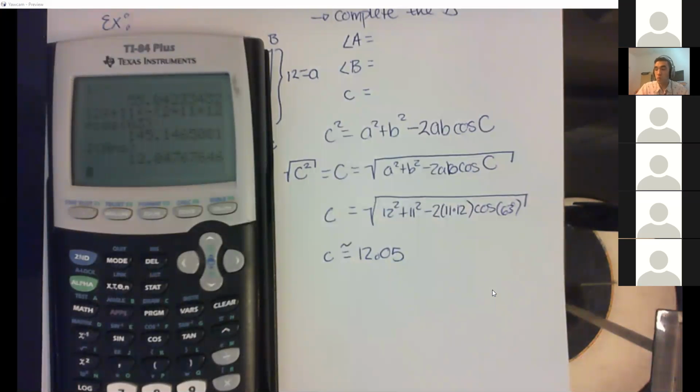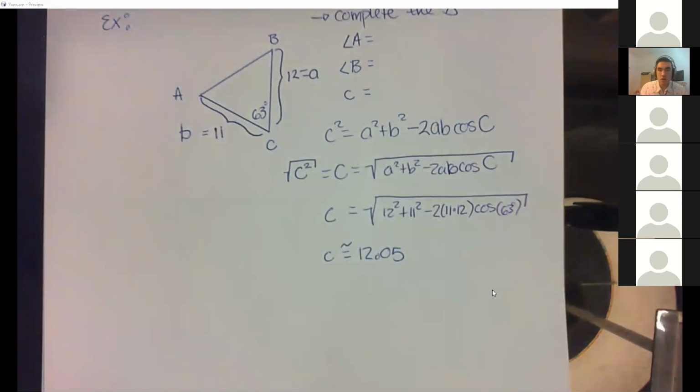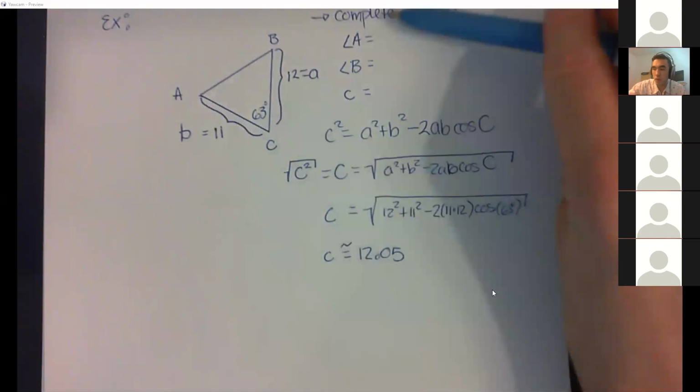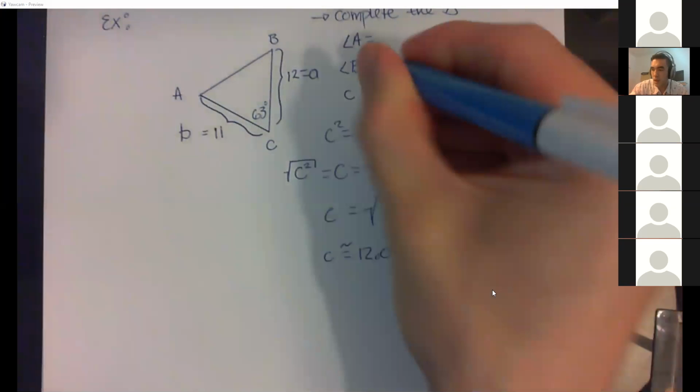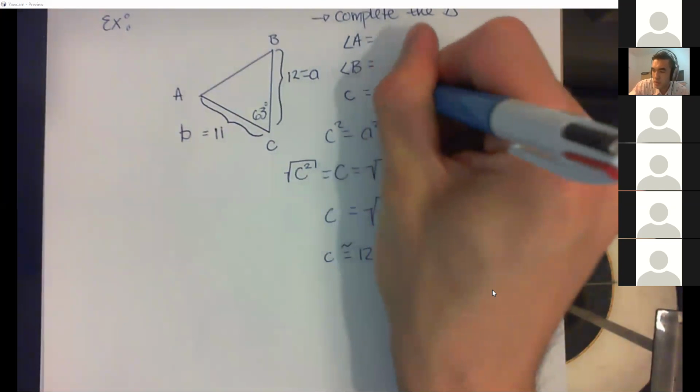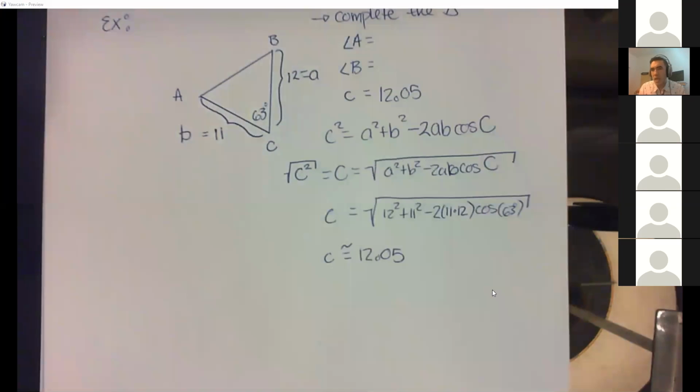Okay, so that's one bit of our puzzle. Up top in our puzzle here, we are trying to complete the triangle, and we just got this one. C is equal to 12.05. Which angle would you like to solve for next?